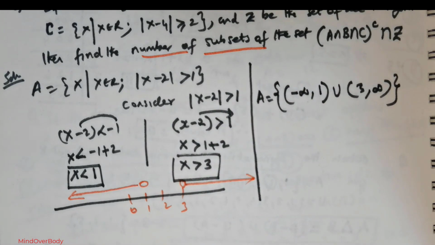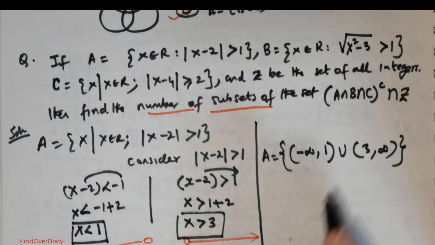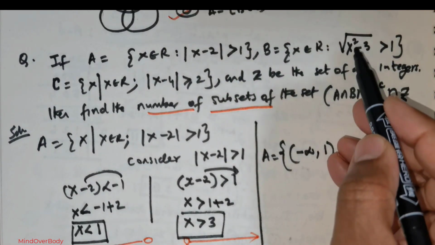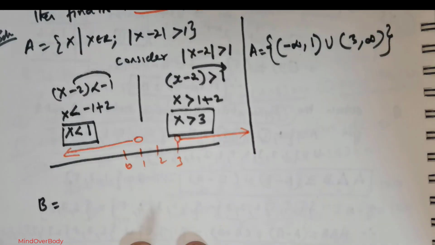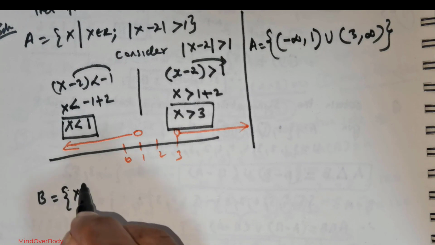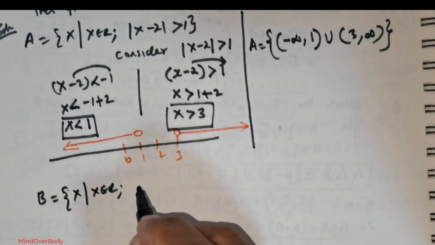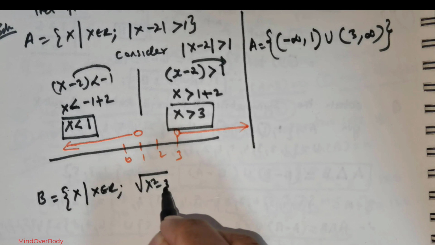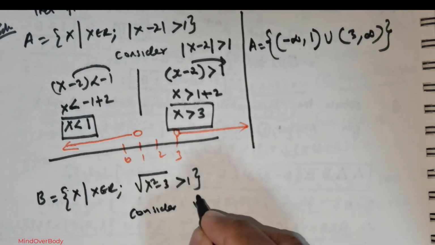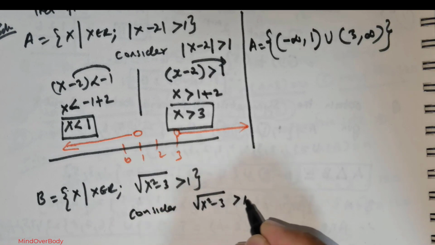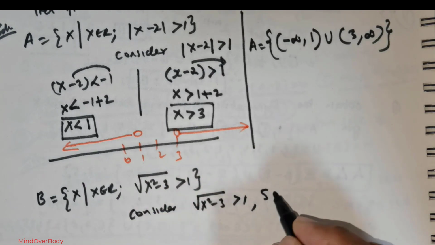Now we have got the set A. Now let us go and get the set B. B is given to be all x element of R such that square root of x squared minus 3 is greater than 1. Now let me state that set: all x such that x is an element of R and square root of x squared minus 3 is greater than 1. This is what we have been given. Now to get the function, let me consider square root of x squared minus 3 greater than 1. I square both sides.